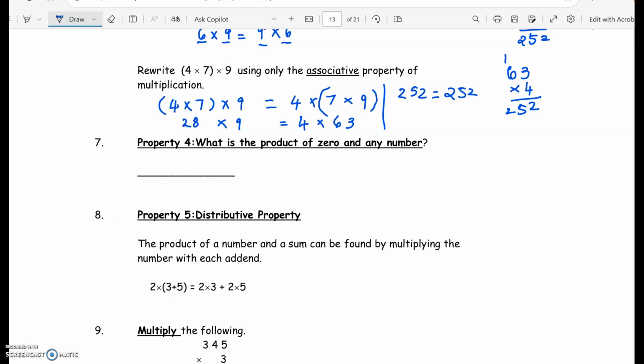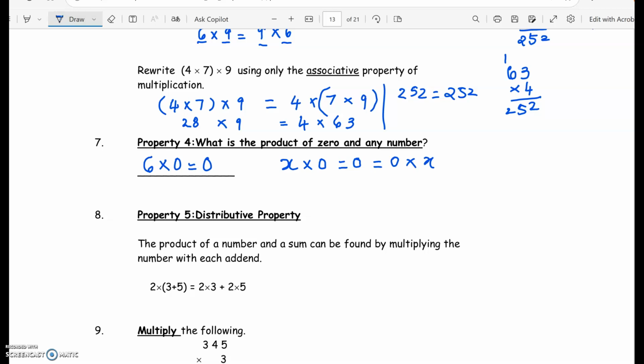Now, what is the product of 0 and any number? So let's say 6 times 0 is equal to 0. Just take any number and multiply it with 0. So any number x multiplied with 0 becomes a 0. And it's the same as saying 0 multiplied to any number is equal to 0.